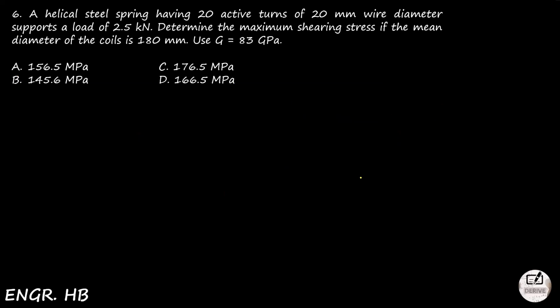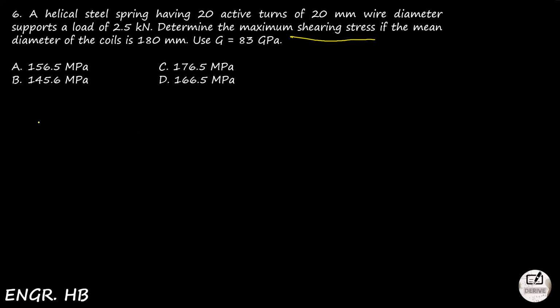So let us proceed to the last item for this part 1 of the spring. A helical steel spring having 20 active turns of 20 mm wire diameter supports a load of 2.5 kilonewtons. So determine the maximum shearing stress if the mean diameter of the coils is 180 mm. Use G of 83 gigapascal. So the question is looking for the maximum shearing stress. So paano natin makukuha yan?